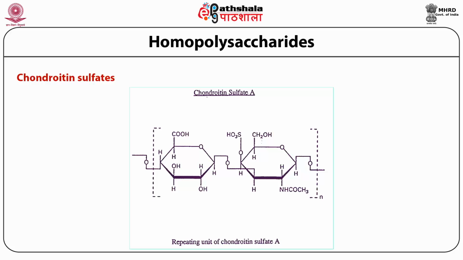Chondroitin sulfate A is present in the cartilage, bone, and cornea. Chondroitin sulfate B is present in the skin, heart valve, and tendon. Chondroitin sulfate C is present in the cartilage and tendon.